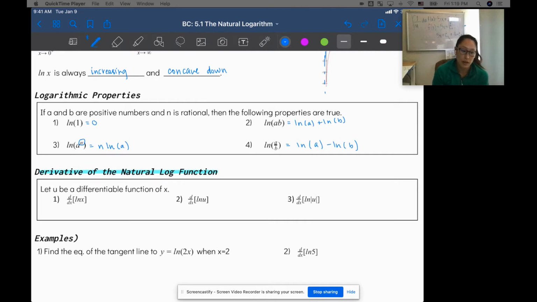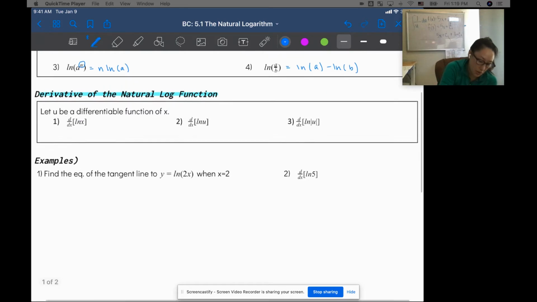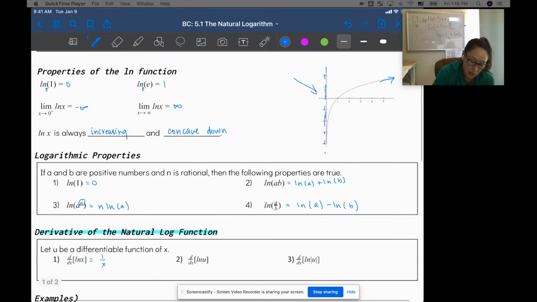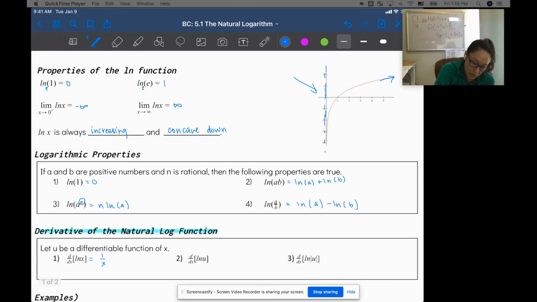All right, let us find the derivative of ln. So the derivative of ln is 1 over x. If you look at our ln function, the function is increasing very fast and then very slow at the end. But it's still positive since it's increasing. So it's going to get slower and slower. And notice that looks kind of like the branch of a rational function. Okay, that's a sketch right there. So this is 1 over x.